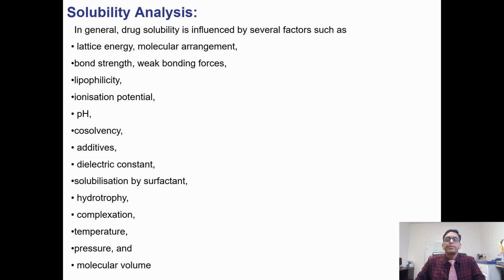When we carry out solubility analysis, many factors influence the solubility of a drug substance or any new chemical entity, such as lattice energy, molecular arrangement, bond strength, weak bonding forces, lipophilicity, ionization, pH, co-solvency, additives, dielectric constant, solubilization by surfactant, hydrotropy, complexation, temperature, pressure, and molecular volume. These are the factors that influence the solubility of a drug substance or a new chemical entity.